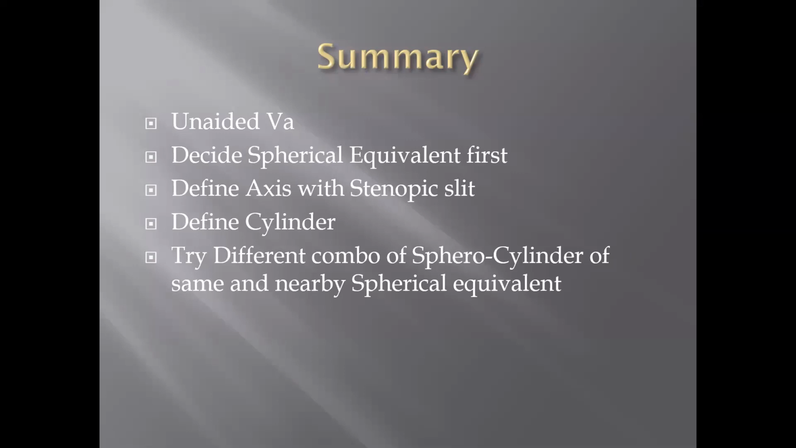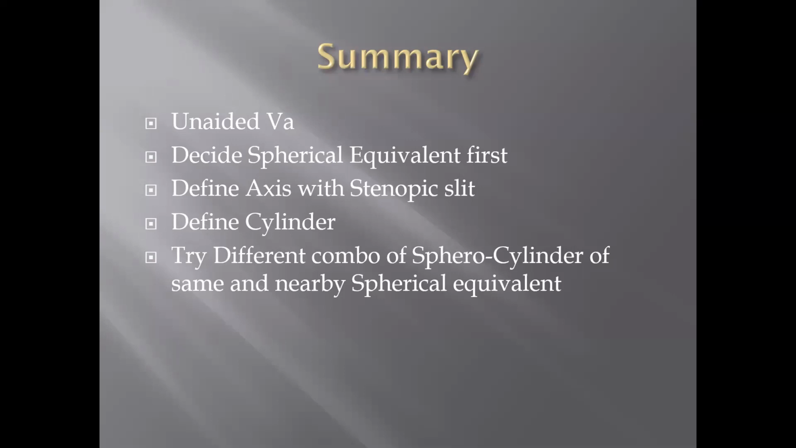Before going into the next slide, let's summarize the previous session, in which we discussed the most important thing: unaided visual acuity in pseudophakic refraction. You have to note down the unaided visual acuity of each individual eye, right and left. Then decide the spherical equivalent first, whether it is a myopic or hyperopic refraction; the patient will guide you as you put plus or minus lenses on either side.